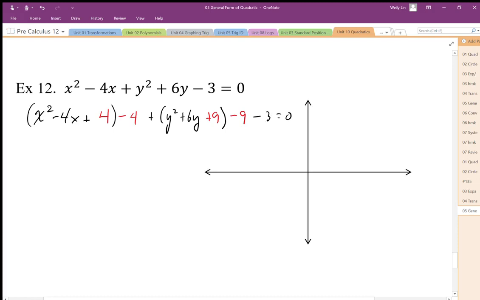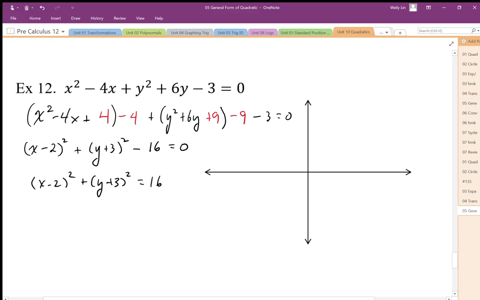Well, I think I can put this in graphing form then, because I have x minus 2 squared, that's perfectly fine, plus y plus 3 squared. Okay, and then if I group all my terms together, minus 4, this is minus 16 equals 0. Well, this is just a circle with radius 4. And the center is going to be at 2, negative 3.